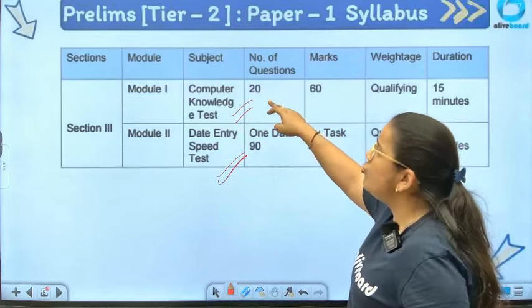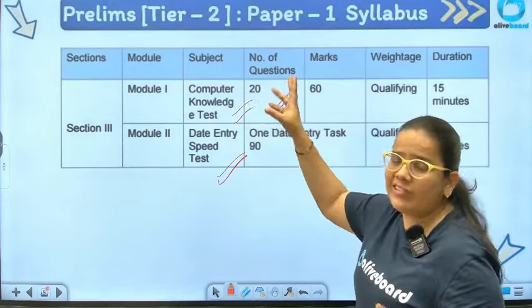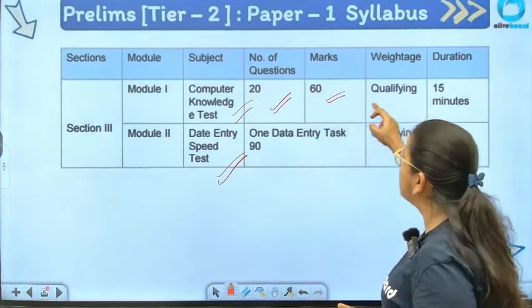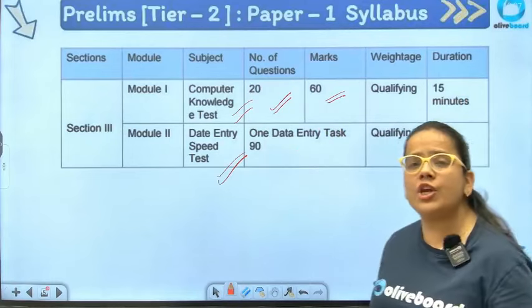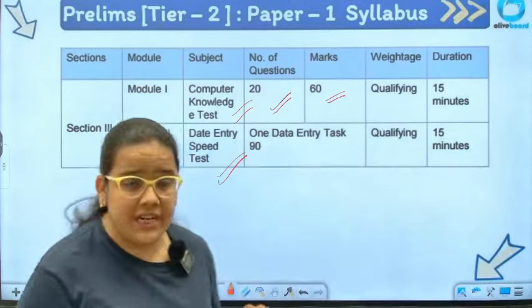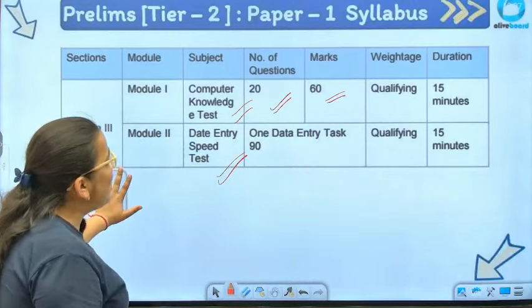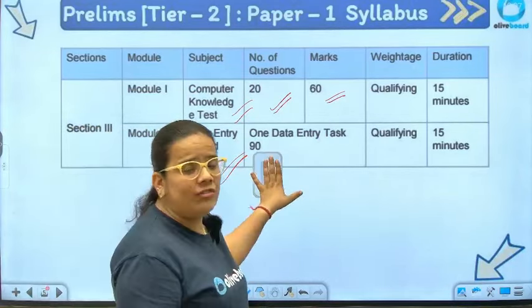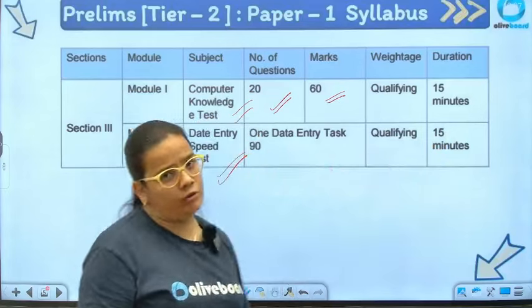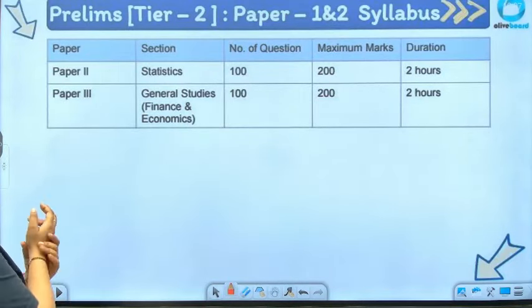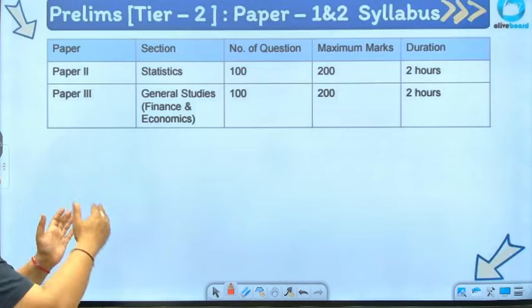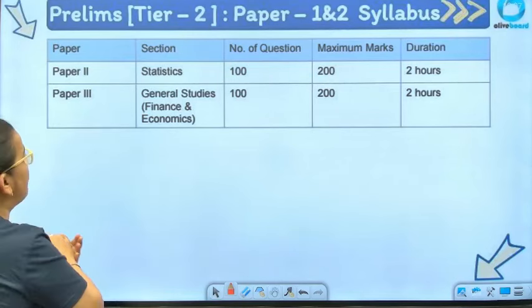Now, for computer knowledge, you have to face around 20 questions, 60 marks. It is qualifying in nature, and to cater to these 20 questions, you will receive around 15 minutes. For the data entry speed test, there is 1 data entry text, 90 marks, qualifying, and you also receive 15 minutes. Now, this is tier 2, which consists of paper 1 and paper 2 syllabus.